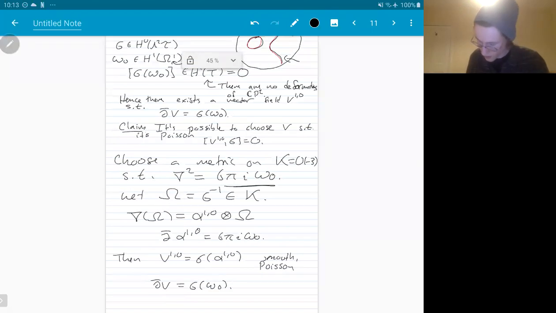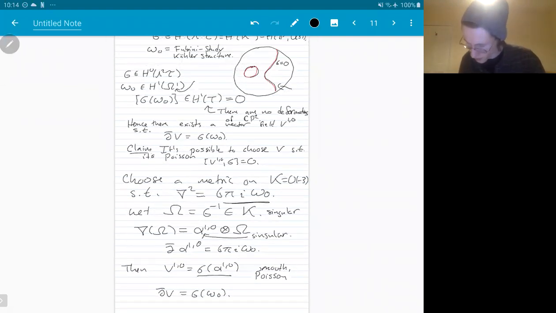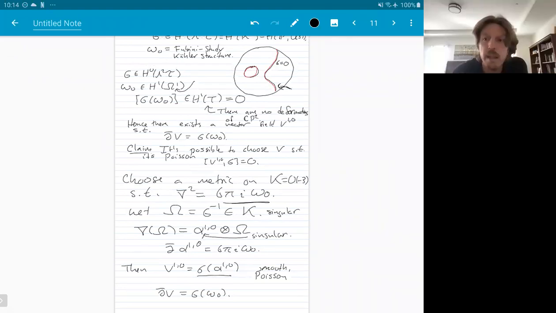So this is singular, and so alpha 1-0 is singular, right? But when we apply sigma, the singularities cancel out because alpha 1-0 has a pole along this red elliptic curve, but that's exactly where sigma vanishes, and so they cancel out. And that cancellation is by direct construction; it's coming from the derivative of sigma inverse. That's right.